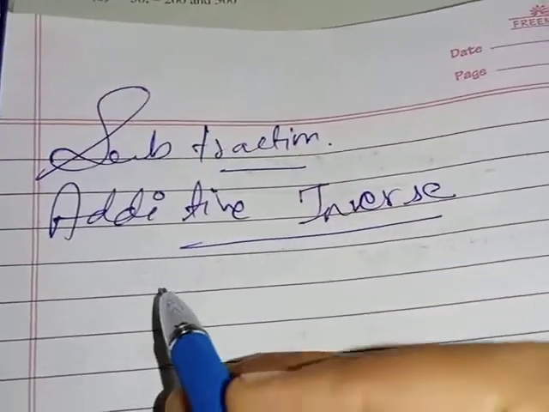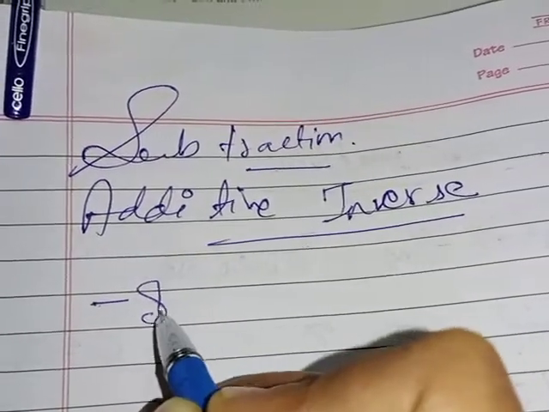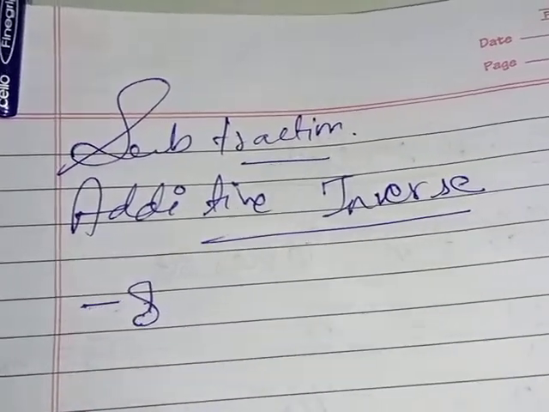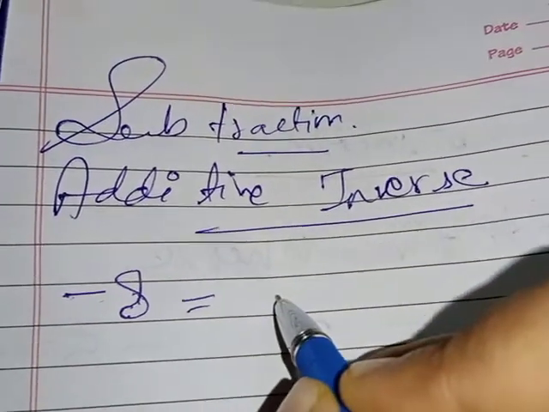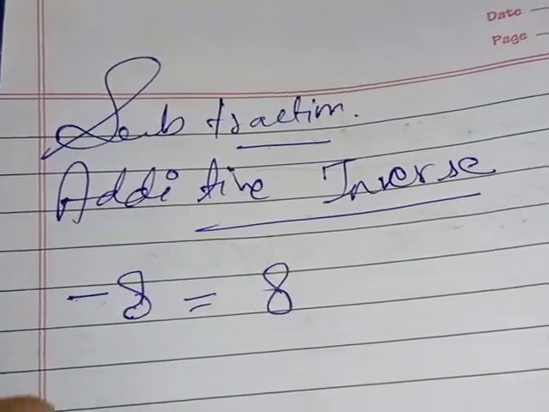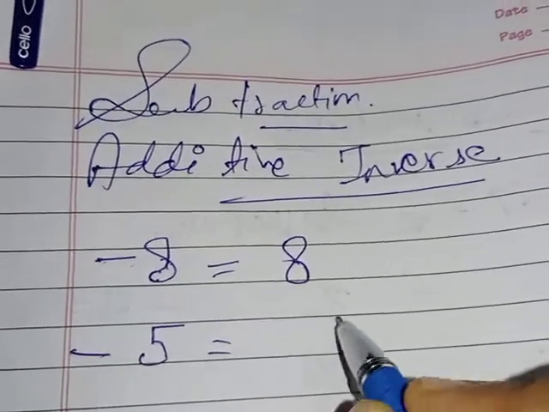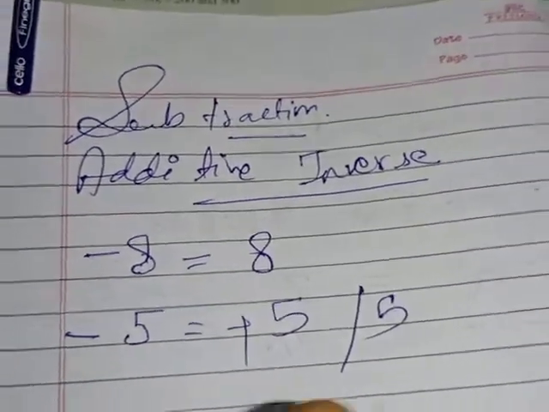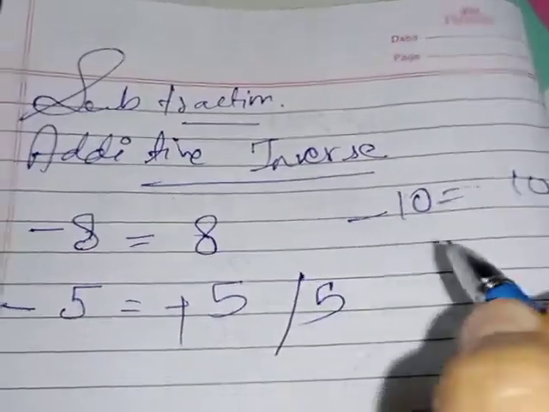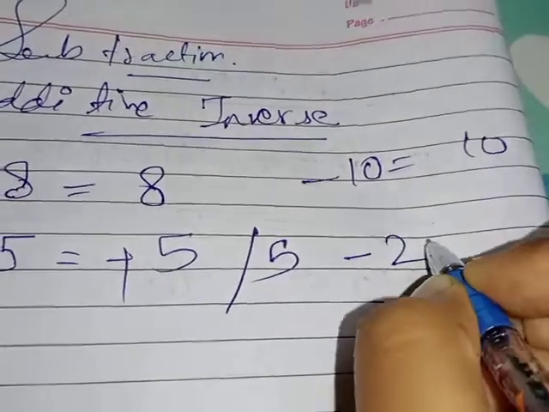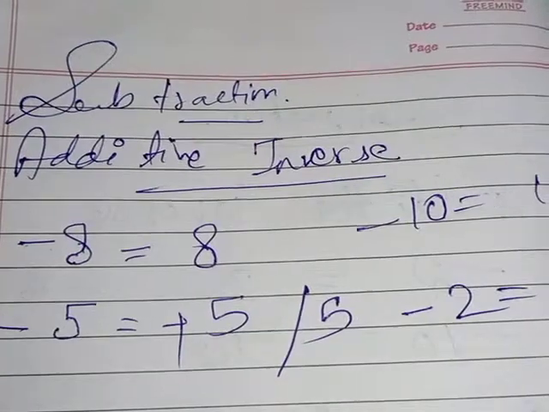Additive inverse means, suppose any integer is given in negative form, then its additive inverse will be considered as a positive integer. Okay, additive inverse for -5 will be +5 or only 5. Additive inverse for -10 will be 10. Additive inverse for -2 will be 2. So this is what we call additive inverse.